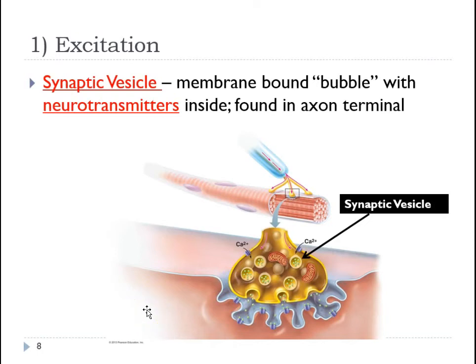Again, I am hiding a few little things from you because we're going to cover them again when we do the nervous system.